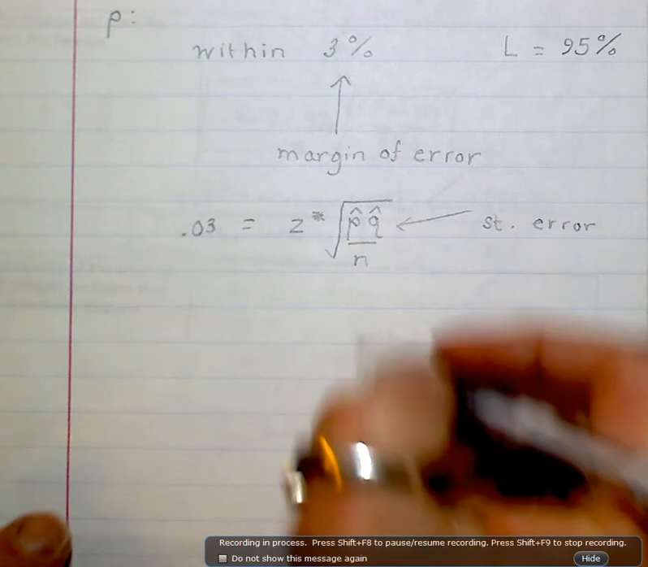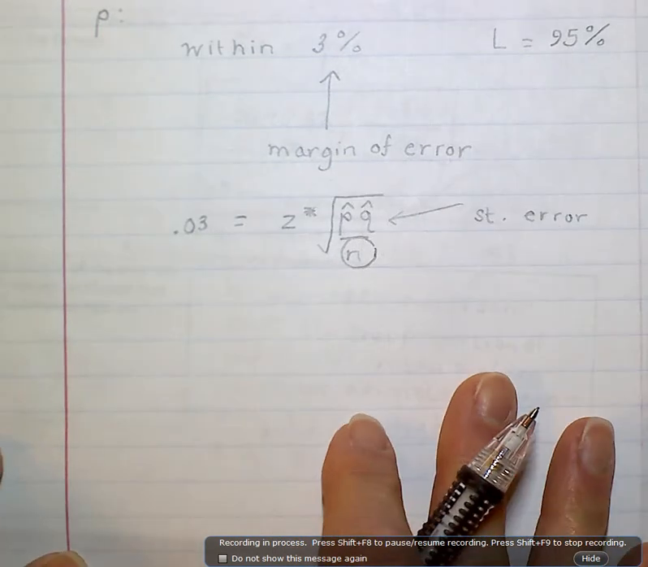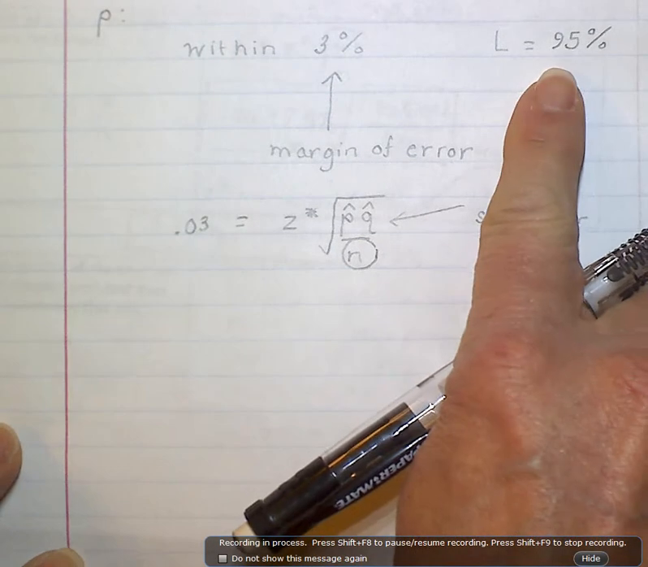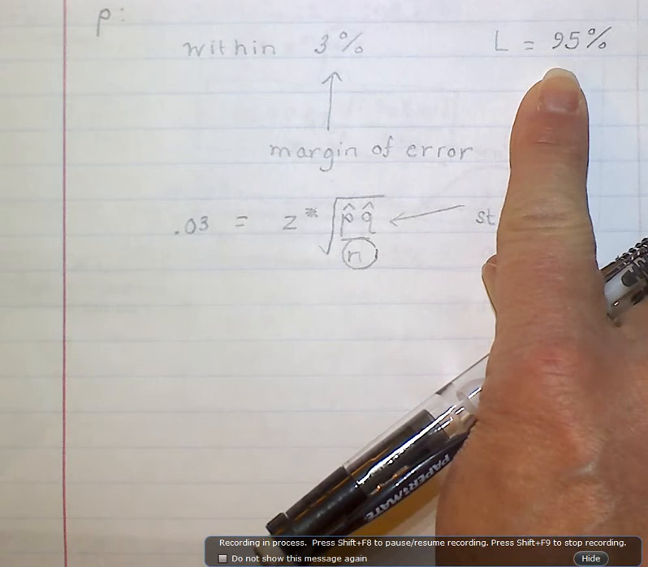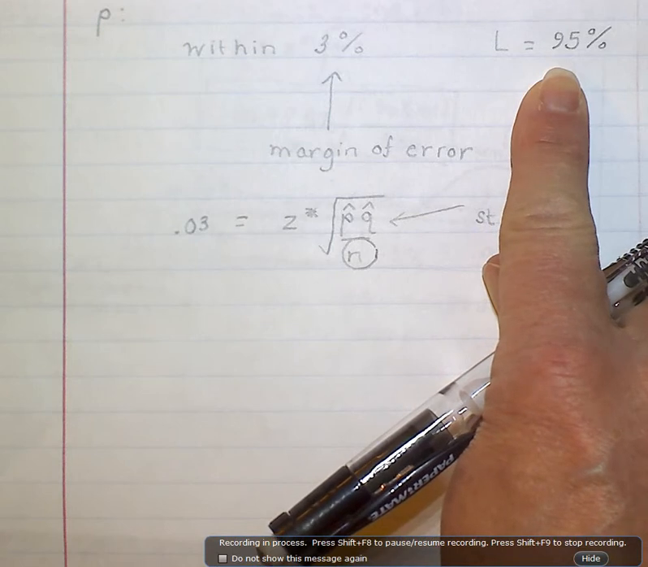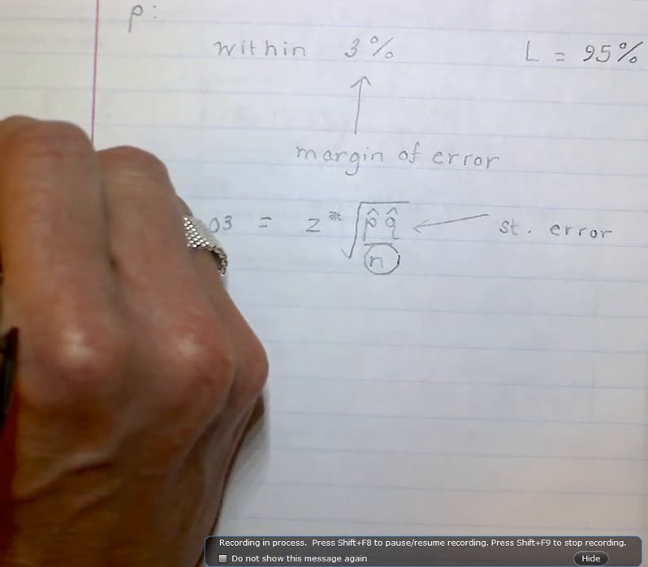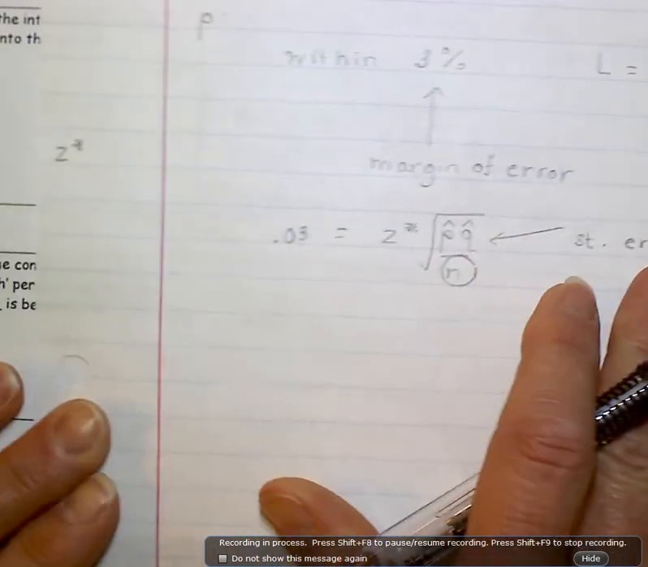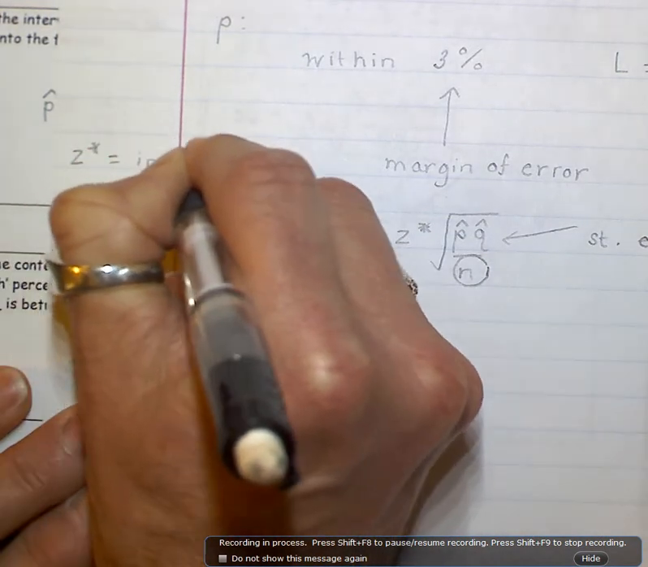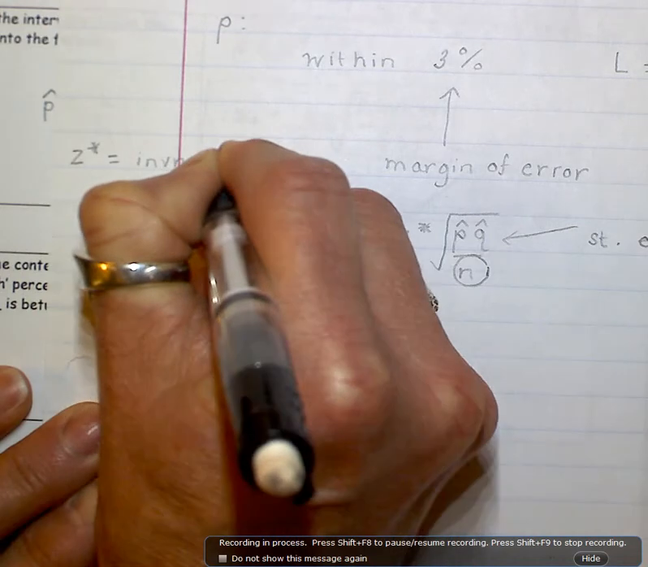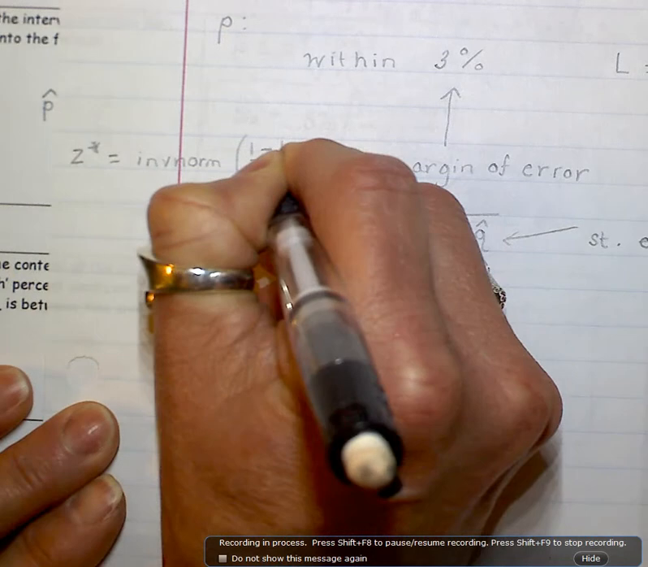What we want to find is N. So we need to get some more information. We need a Z star. We said the level of confidence we're going to use is 95%. Do you remember Z star for 95%? Let me write down, we had this in our notes yesterday. We're going to find our Z stars by doing inverse norm of half the area that's not in the interval.